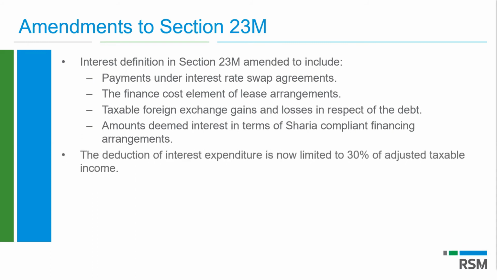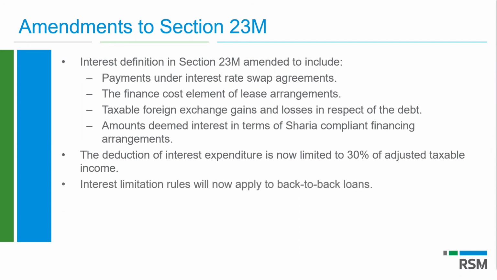The deduction of interest expenditure has now been limited to 30% of adjusted taxable income. So it's a fixed percentage rather than the percentage calculation linked to the repo rate, and also puts us in a position where we're not going up to the 40% range.